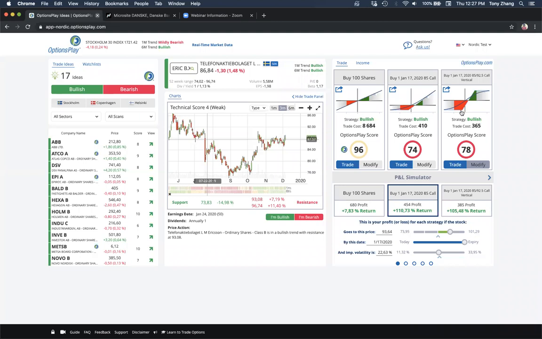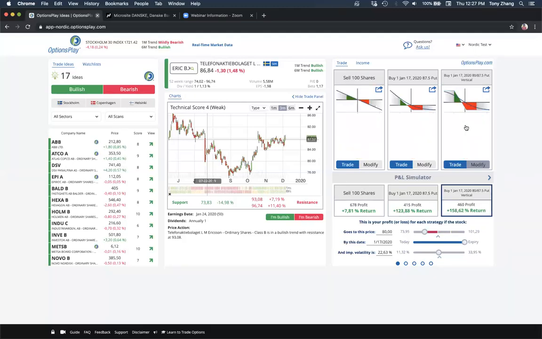So here, as you can see, I'm risking 365 just to make 385. That's not a very good risk to reward, in my opinion, for a call spread, especially when you have only about a 38% probability of making the reward and about maybe a 60% chance of losing 365. That's not a great risk to reward. That's why it has a poor options play score.